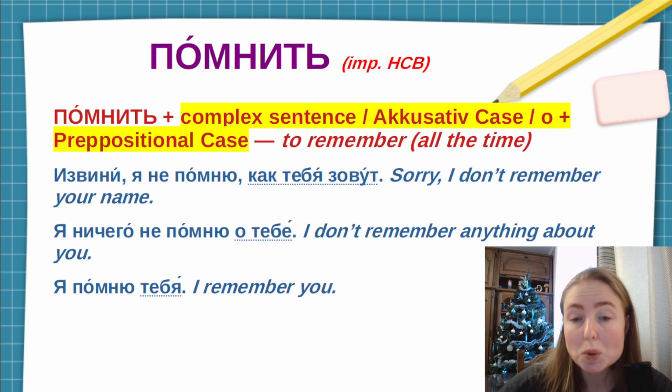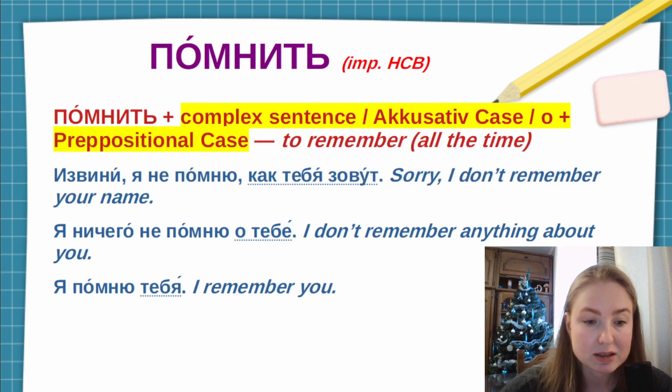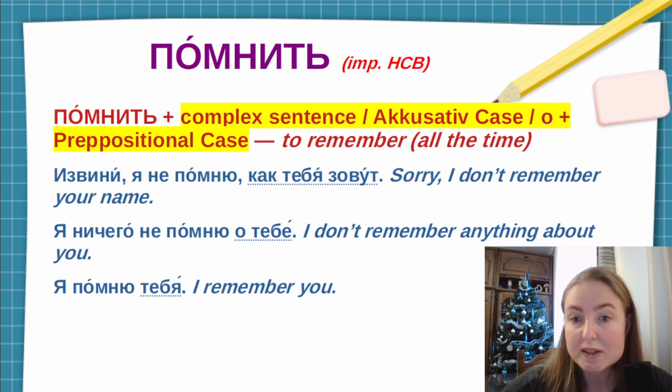So, what's interesting about this verb? Помнить is always used like an imperfective verb, or НСВ, несовершенный вид. It doesn't have a perfective form. So it means that this verb doesn't have a perfective pair verb. So, this verb always means a process.